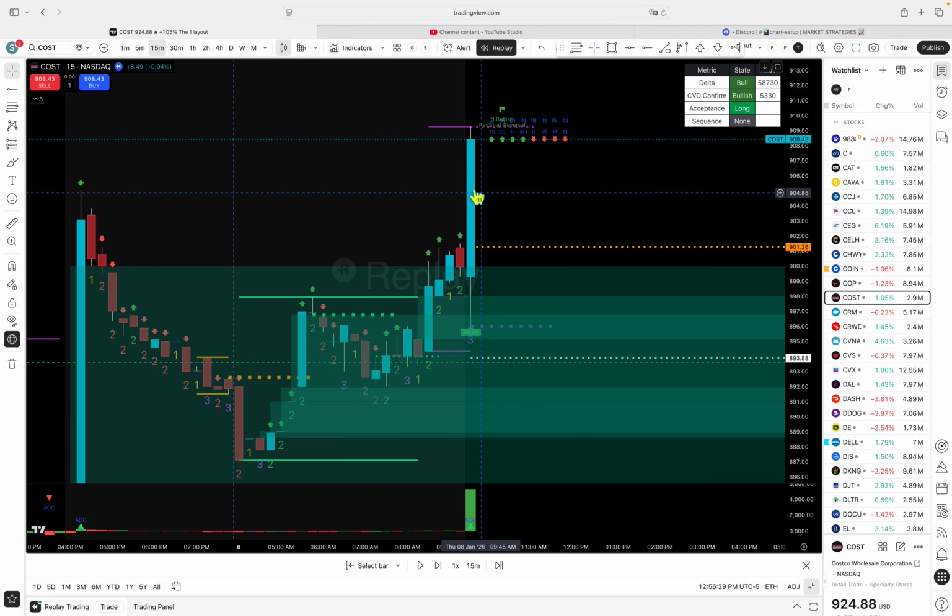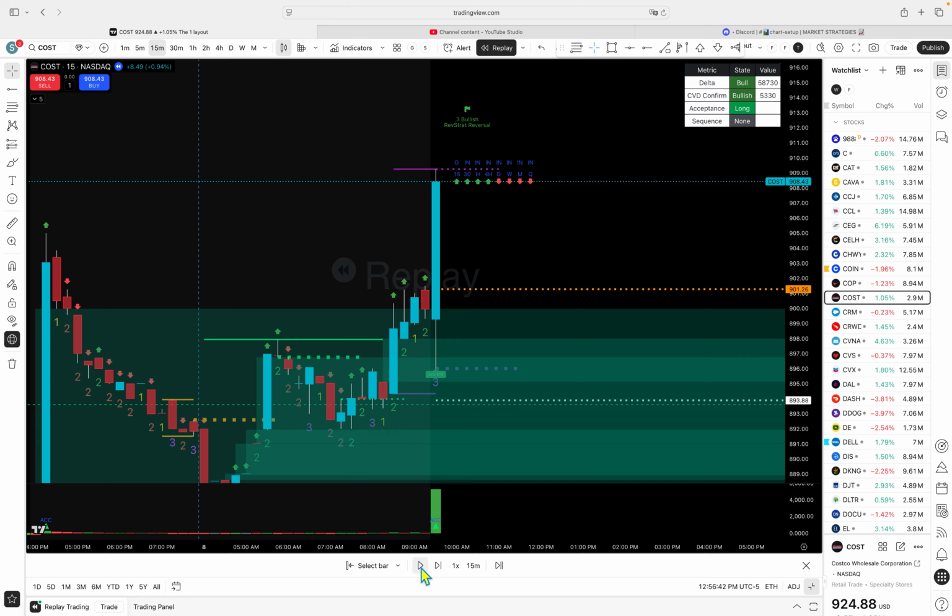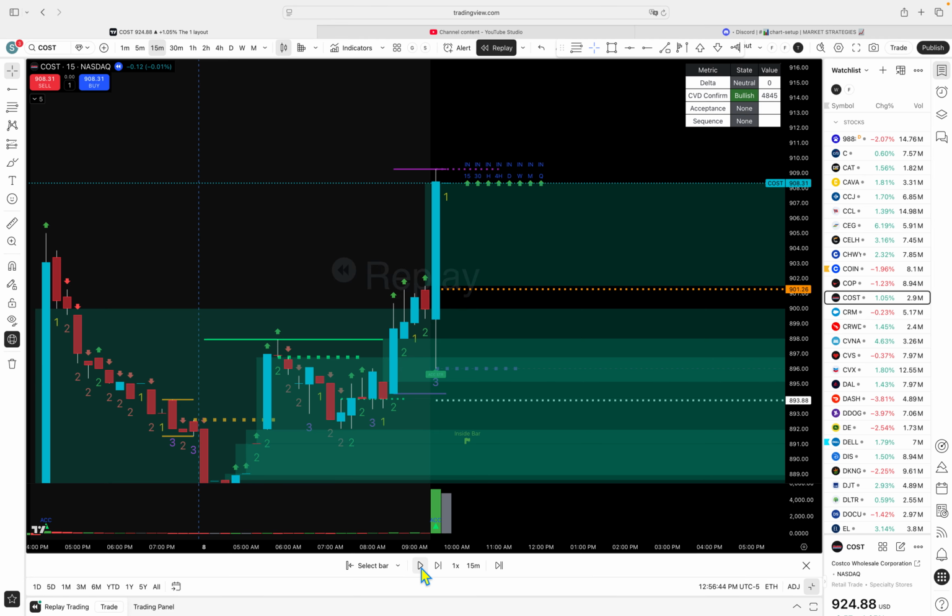That was a key entry. Now, even if you didn't necessarily want to take it as soon as it opened, once you've seen it dip down and push back up, that could have been your entry, probably around this 905 level with high acceptance. Okay, now as we move forward through this, go one candle at a time.